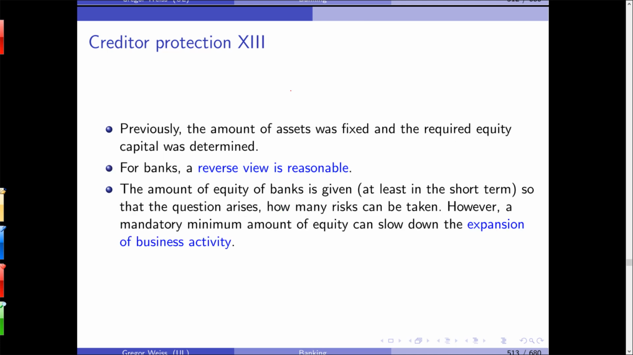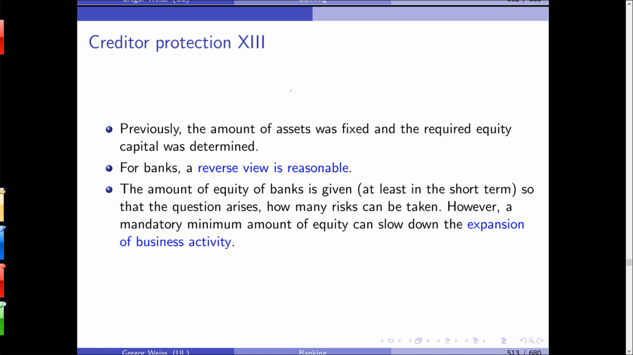Now, before Basel II, and before value at risk was introduced into bank regulation, the amount of assets actually was fixed and the required equity capital was determined. And if you look at the different regulatory regimes in the world, you will see all different types of capital requirements. For example, in the UK, you don't have fixed rules for all banks, but regulators set capital requirements individually for each bank within a certain range. You will see individual capital requirements for individual banks, and as I've just told you, this mandatory minimum amount of equity will have an effect on business and the growth of a bank.